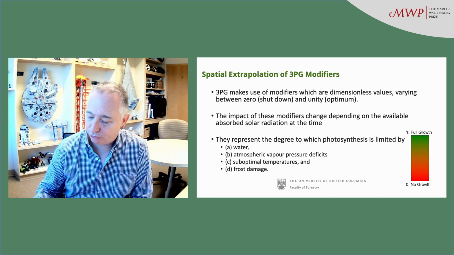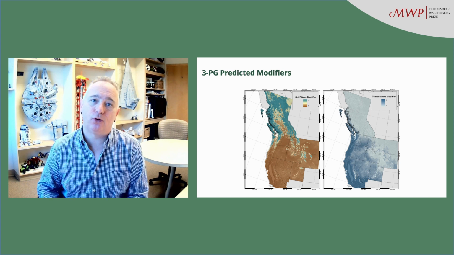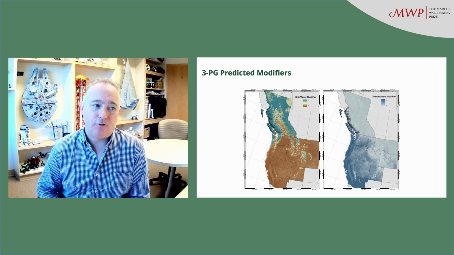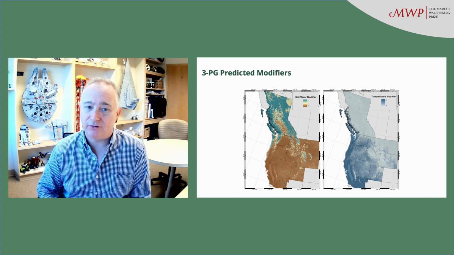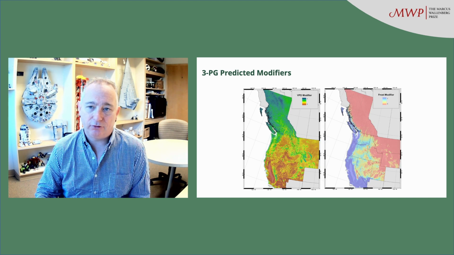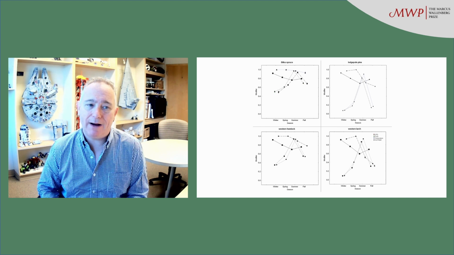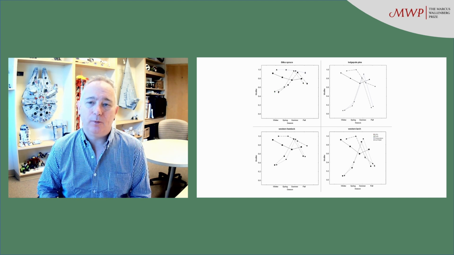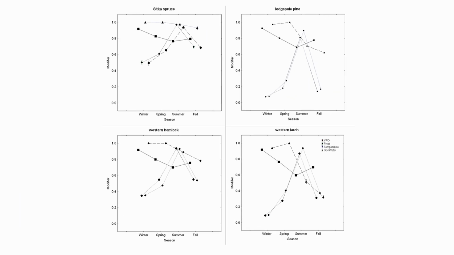As a result, we were able to make broad-scale predictions across all of Western North America for all of these different modifiers, for example, drought, temperature, vapor pressure, and frost. And we were able to track how different species within the Pacific Northwest responded to these different modifiers.